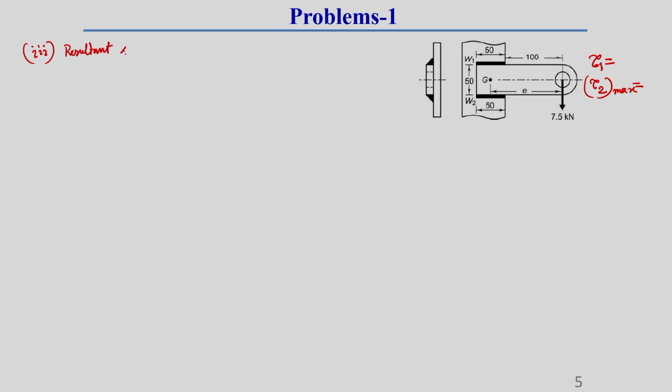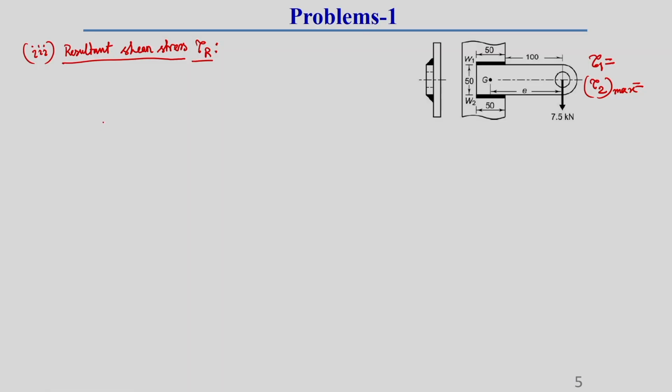So, for finding out resultant shear stress tau r, we can use here vector addition or some parallelogram law to find out this tau r. So, here at point A, let this is the point A, at point A there is a shear stress, primary shear stress tau 1, and at point A, note it down, there is a secondary shear stress, this is the secondary shear stress tau 2.